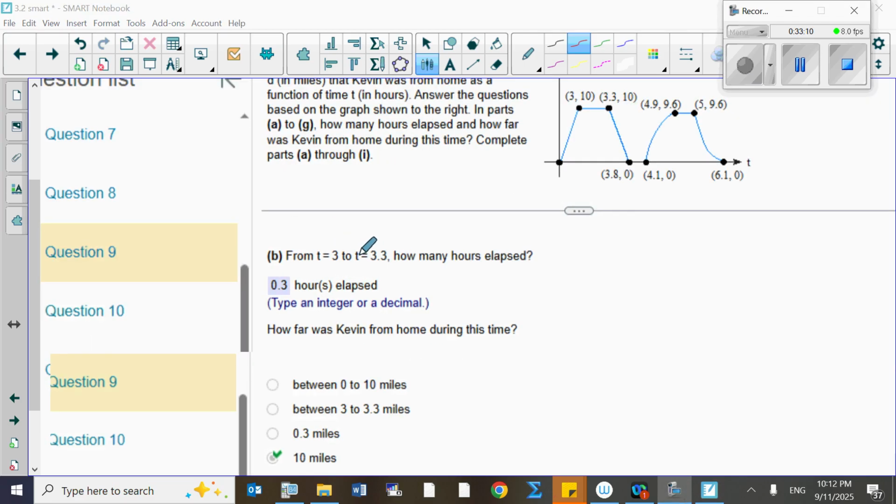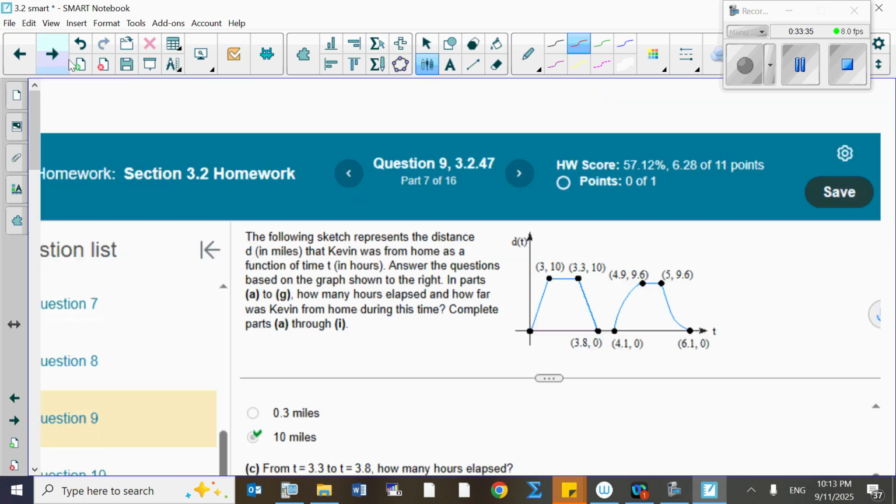From t equal to 3 to t equal to 3.3, the time is 0.3 hours. And what is happening here? The distance that he has from the home is 10 miles, because at this point the distance is 10 miles, and here also, all the time during this time, the distance is 10 miles.